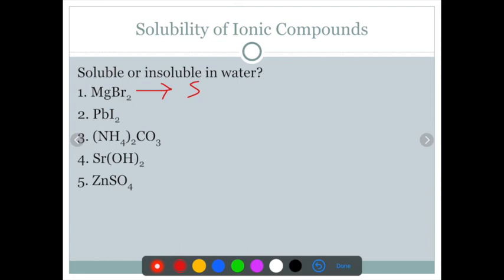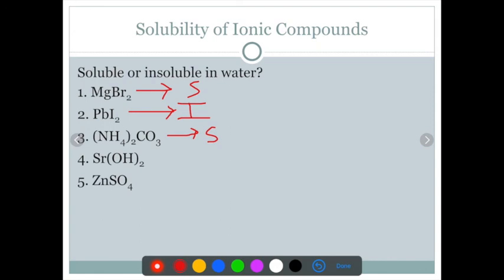Then lead 2 iodide. Iodine is soluble, right? It's right there with bromine. But lead 2 is the exception. Because it's paired with lead 2, it makes it insoluble. Then ammonium carbonate. Carbonate is at the very bottom of the table. Carbonate is insoluble, but if you look at the exceptions, NH4 ammonium makes it soluble.